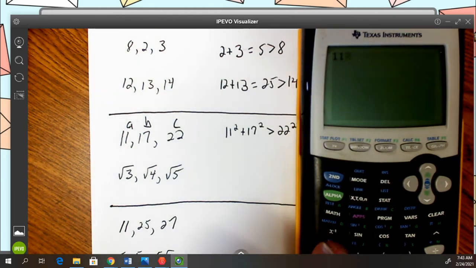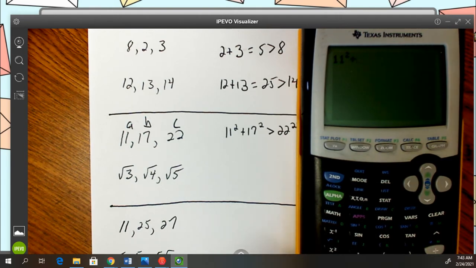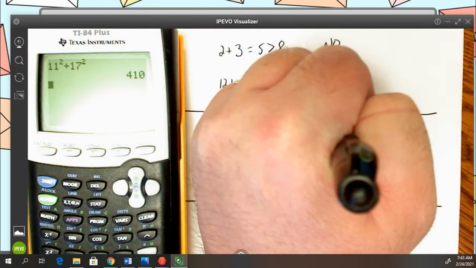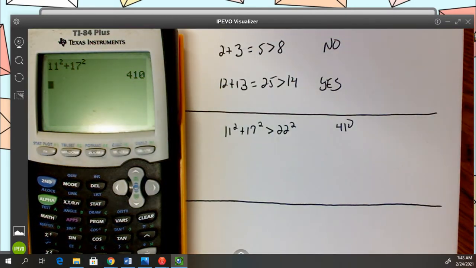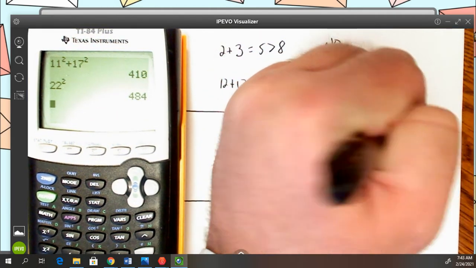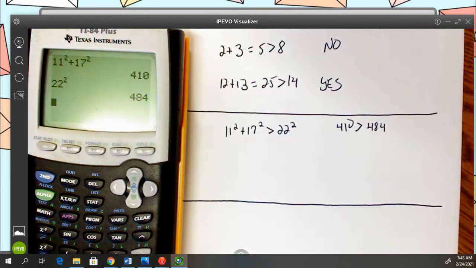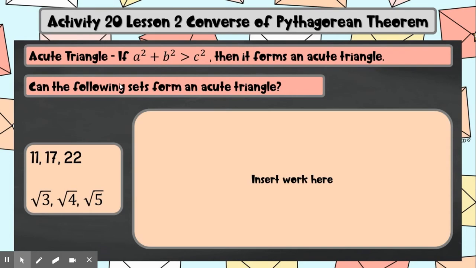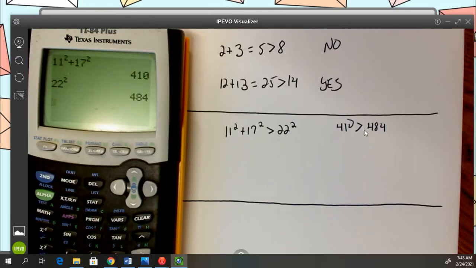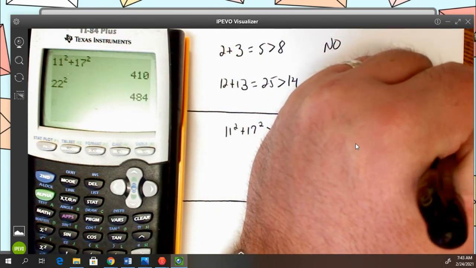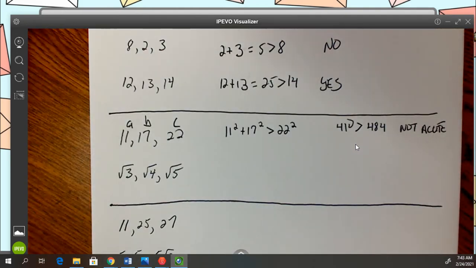So 11 squared plus 17 squared. Now, I can do this all at once. Move it over here so we can see it better. So that's 410. And then what's 22 squared? 484. So is 410 greater than 484? Because remember, for it to be acute, it has to be greater than. So no, this is not greater. So not acute.